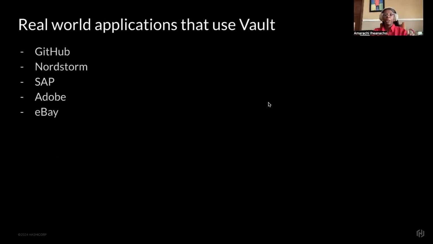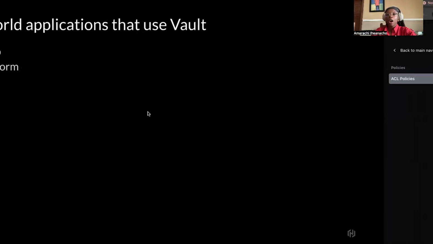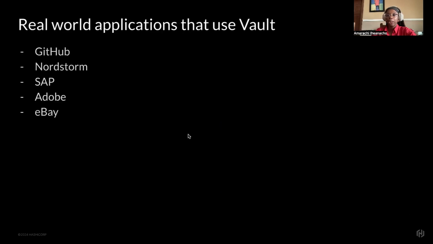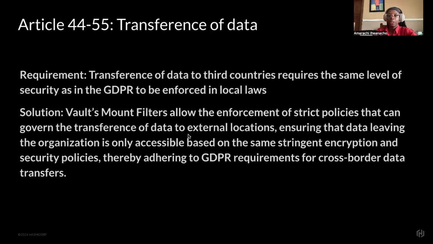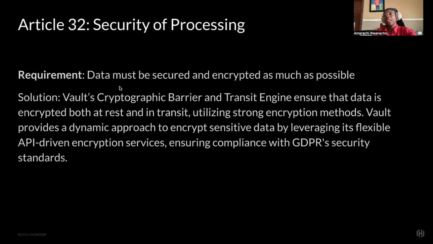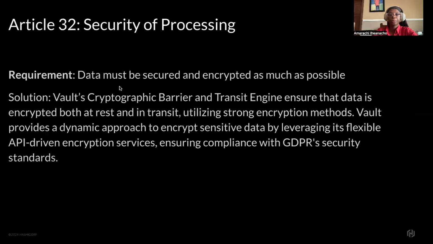There are a lot of people that have been using Vault. You have GitHub. GitHub at this point is an ambassador for Vault. You have Nordstrom, you have SAP, you have Adobe, you have eBay, you have a lot of people that care about Vault. Great. So I'm going to walk you through a simple application, a simple Vault use. So that will be the transit engine, which means that you can encrypt your data as much as possible.